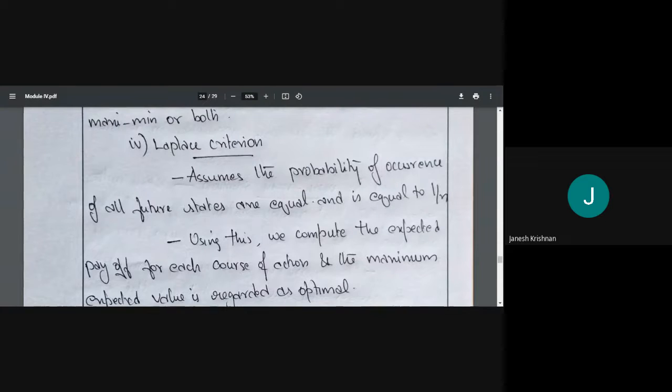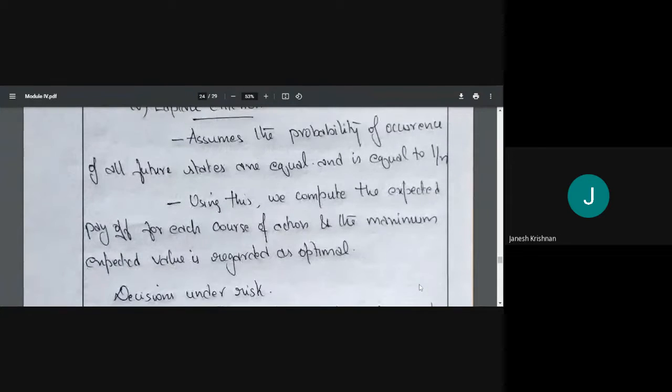Okay. So using this, we compute the expected payoff for each course of action, and the maximum expected value is regarded as optimal. Okay. So as you did in the mathematics classes, you know the probability of occurrence, then you make certain calculations, and you compute the expected payoff, expected result of each course of action, and the maximum expected value is taken as optimal.